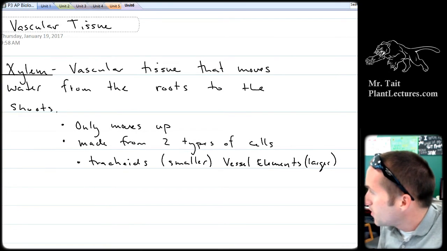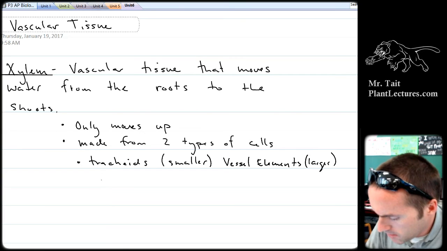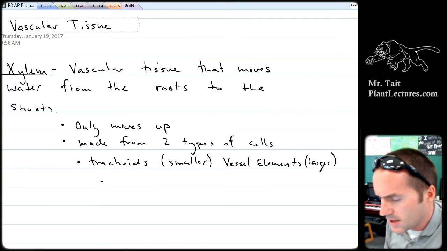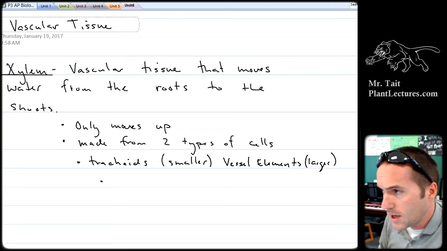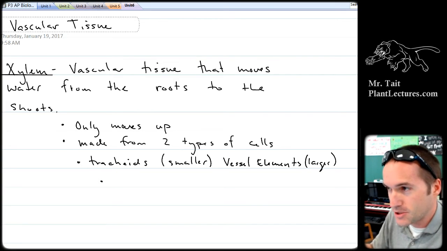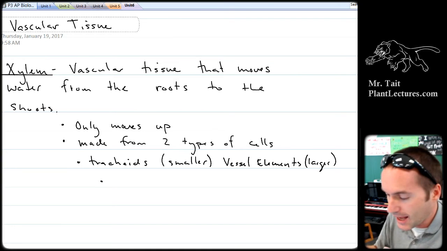Okay. One of the really interesting things about xylem is that these cells, the tracheids and the vessel elements, will grow, and when they're alive, they don't do anything. It's not until they're dead that they start accomplishing their task, right? So they die at maturity.